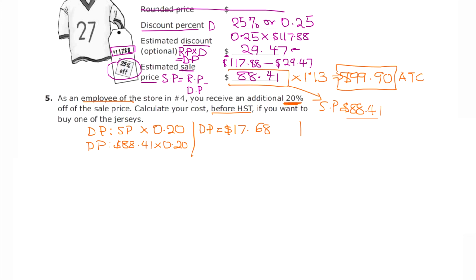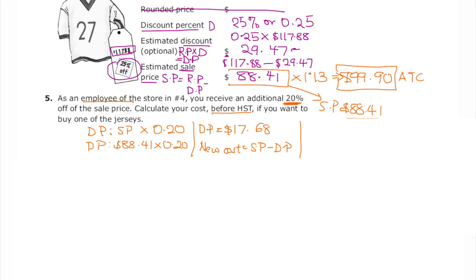Now this discount price, you're going to apply that to your sales price in order to find the new cost. So the new cost that is applicable only to the employee is equal to the selling price minus the discount price. So in here, this is what the employee is going to pay.